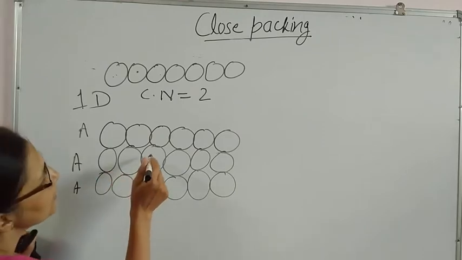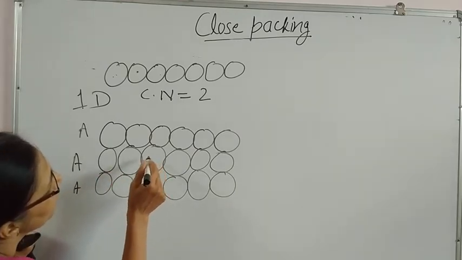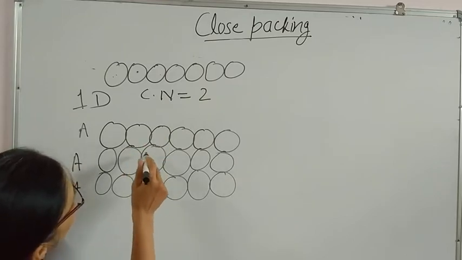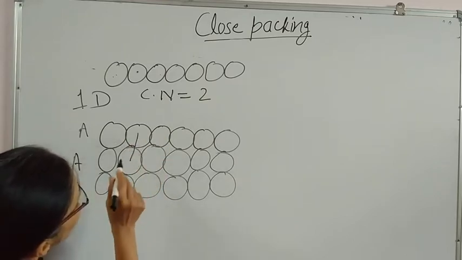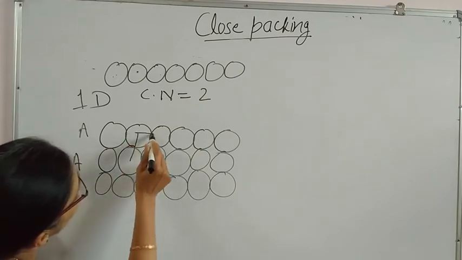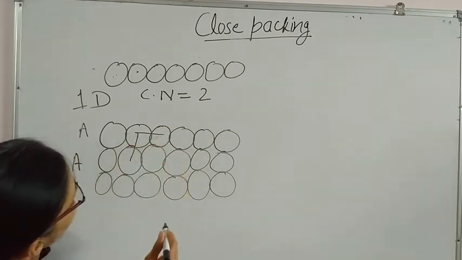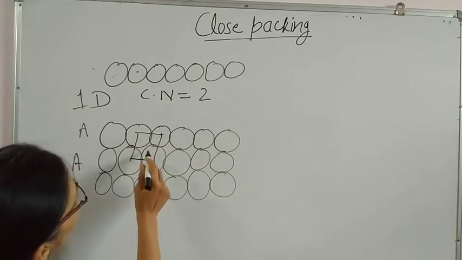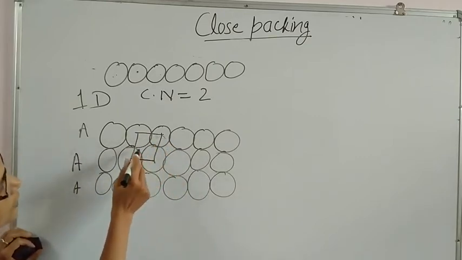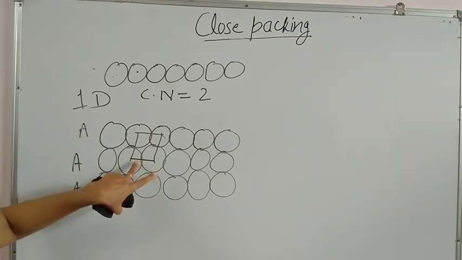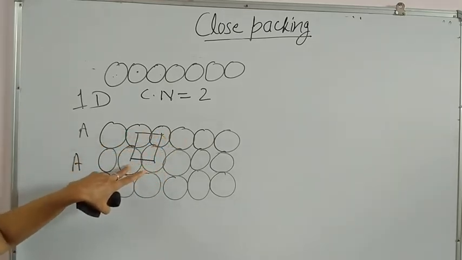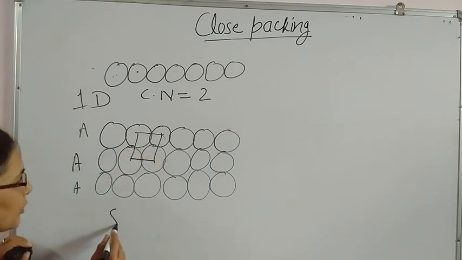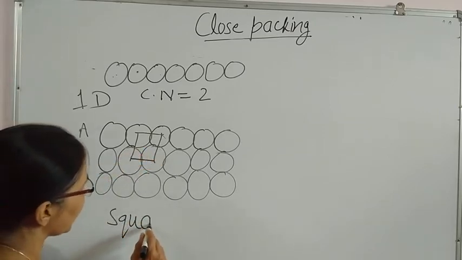If I count the nearest neighbors, you will find the nearest touching neighbors: 1, 2, and so on. If I join the centers, then a square will form. So this one is known as square close packing.